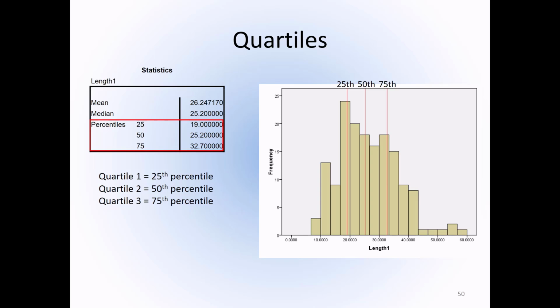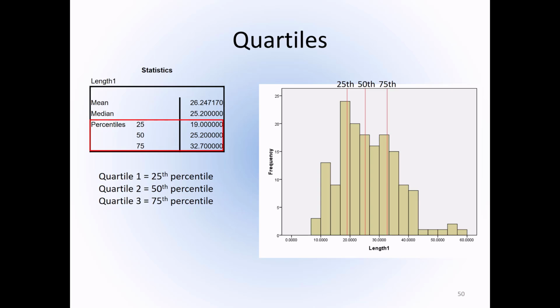Our 50th percentile, or quartile 2, is the same as our median. This is our middle value for the data set, and 50% of our data are going to be less than this value, 50% are going to be more than this value. Our third quartile, the 75th percentile, is going to have 25% of our observations with a greater value than this. The rest of the data will be less than this particular value.